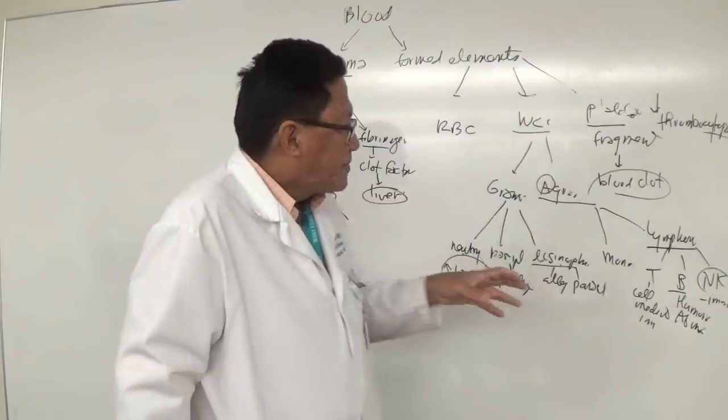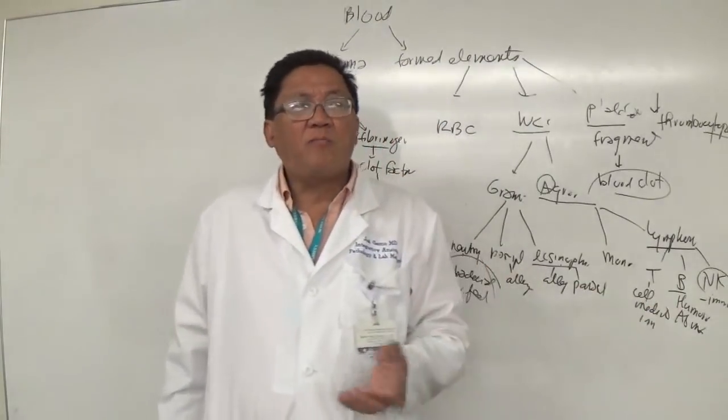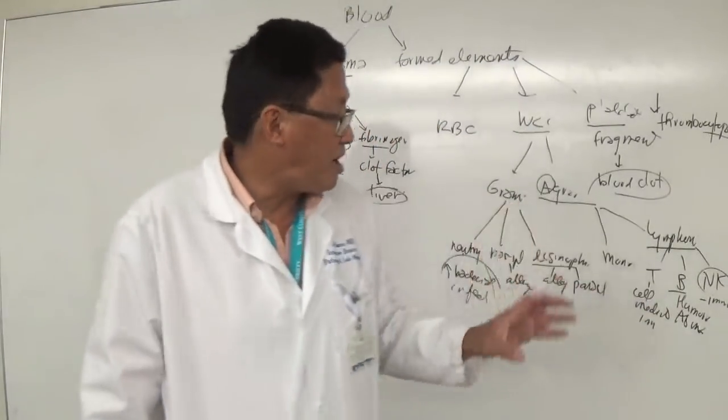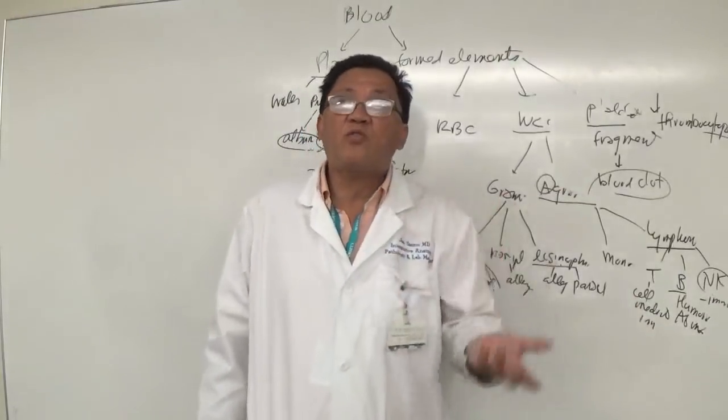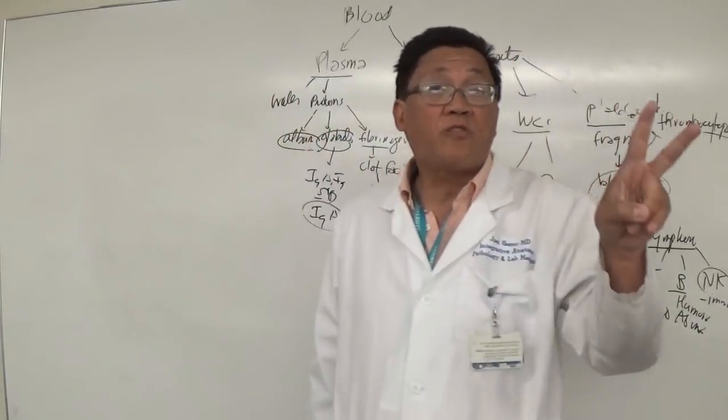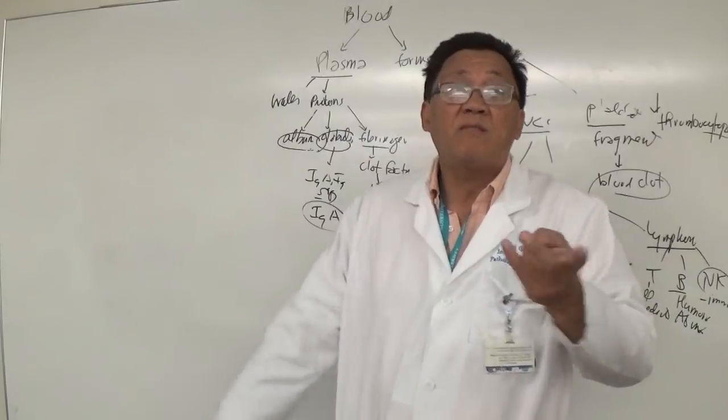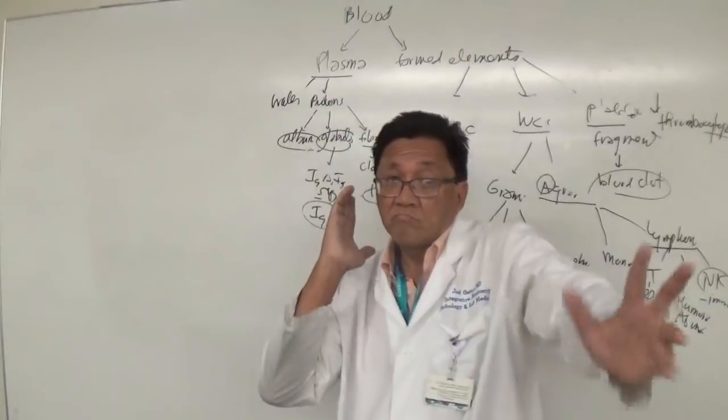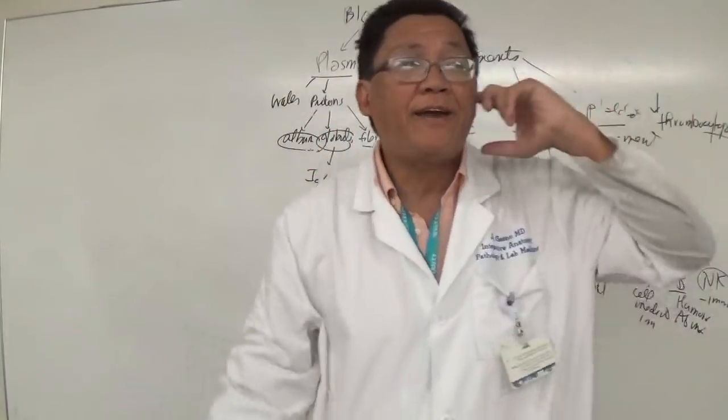Okay? The B cell is produced in the bone marrow but goes to the spleen. I forgot to mention, the T cell, the reason why they need to go to the thymus gland, two things. They need to mature there. Learn how to do what? Mano a mano. I'm just joking.